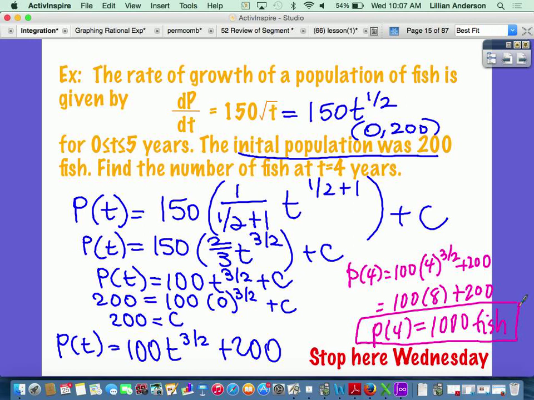Okay? So let's recap. It's asking us to find our number of fish after 4 years. Well, in order to do that, we need to know what our original population function is, because we're going to plug in 4 for t. So we have to find the antiderivative, which was P of t, 100 t to the 3/2 plus c. And then to find the actual equation, we need to take the fact that the initial population was 200, and then plug in that point to get our constant. Then we had our general equation, which is down here, the last line in the blue. And then we plugged in 4 to figure out exactly how many fish there were after 4 years. Are there any questions about finding your original equation?